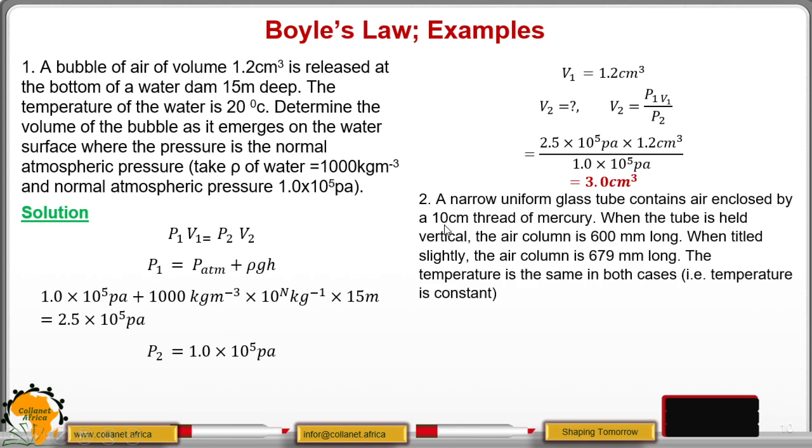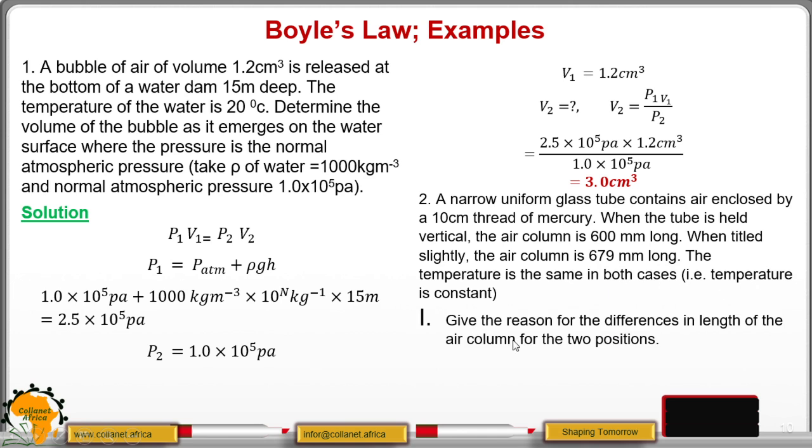centimeters. Then number two, a narrow uniform glass tube contains air enclosed by a 10 centimeter thread of mercury. When the tube is held vertical, the air column is 600 millimeters long. When tilted slightly, the air column is 679 millimeters long. The temperature is the same in both cases. That is, the temperature is constant.